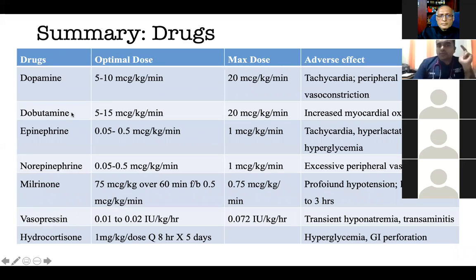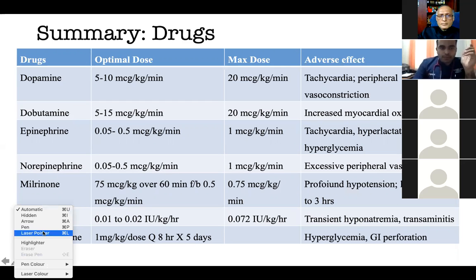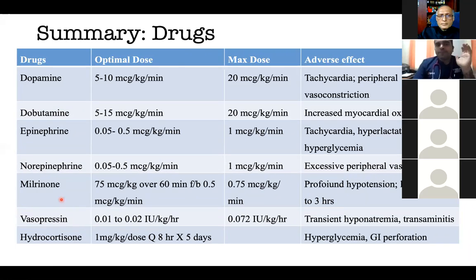Dobutamine, predominant action on the heart, and vessels it causes vasodilatation. Epinephrine, both at the heart it causes inotropy, chronotropy, and at the vessel it causes vasoconstriction. Norepinephrine, predominant constrictor with some beta action on the heart. Milrinone, similar to your dobutamine. Heart, it causes inotropy, chronotropy, periphery vasodilatation. Vasopressin, it is an intense vasoconstrictor.